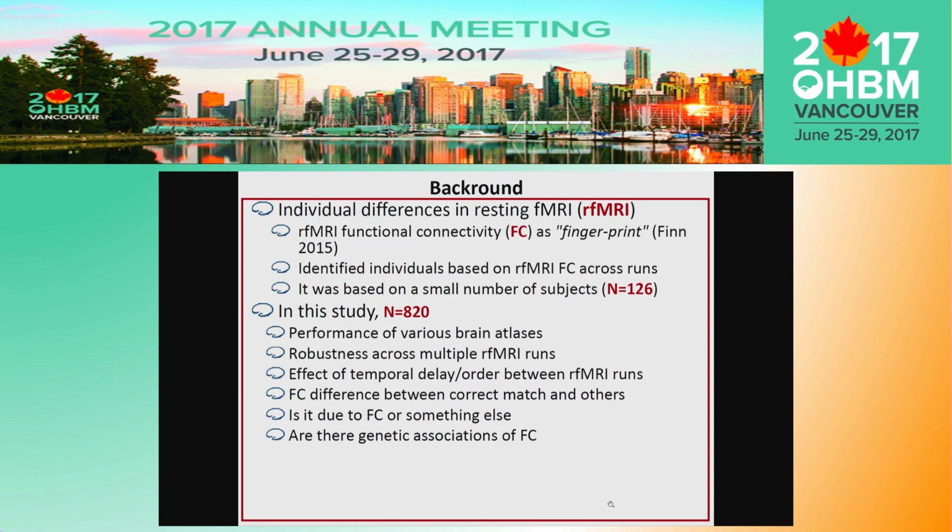And we're trying to answer the following questions. What kind of performance is produced by different brain atlases? Is the result robust across multiple runs of fMRI? The effect of temporal delay and the order between different fMRI runs, and the FC difference between the correct match and the rest of the subjects: is it due to FC or is it due to something else? And then, are there genetic associations of FC?